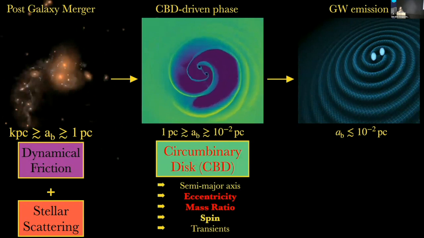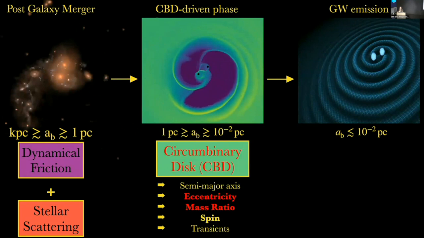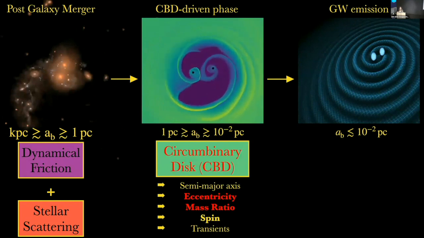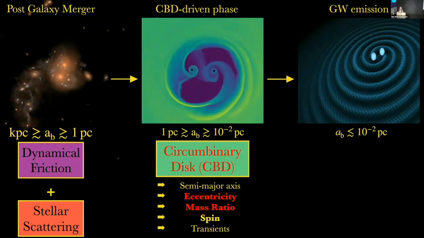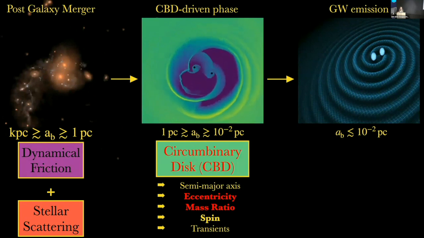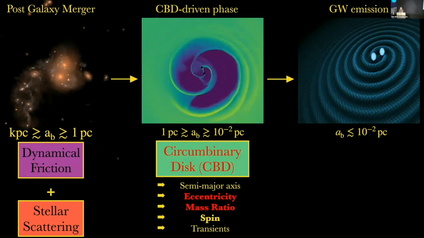And so the role of the circumbinary disk is often reduced to this mechanism by which binaries shrink, right? But today I really want to convince you that it does more than this. The circumbinary disk can alter the population statistics of the massive black hole binaries, regardless of whether it solves the final parsec problem or not.